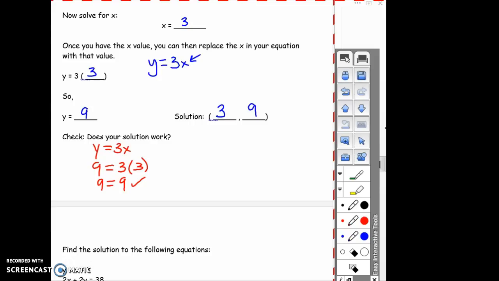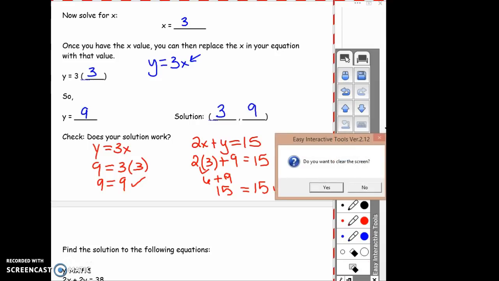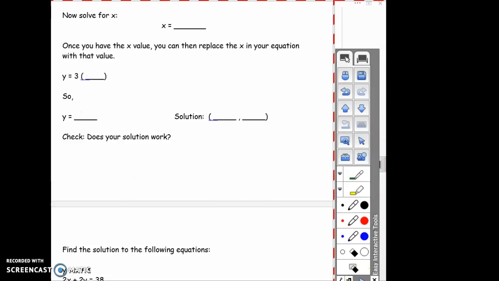Let's try the second equation, which was 2x plus y equals 15. Well, if I substitute the value of 3 in for x, it would be 2 times 3 plus my y value, which I just found out was 9. Does that equal 15? 2 times 3 is 6. And guess what? 6 plus 9 equals 15. Check. It works. So that is the solution to that system of equations. And what's awesome is I didn't even graph it, and I still was able to find where those 2 points would cross if I did graph that system.